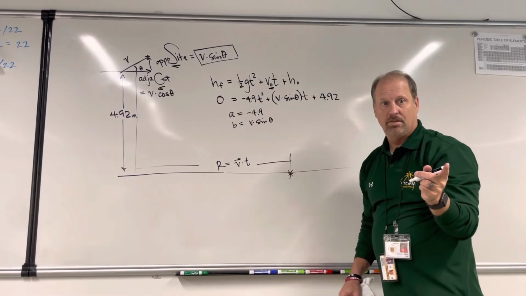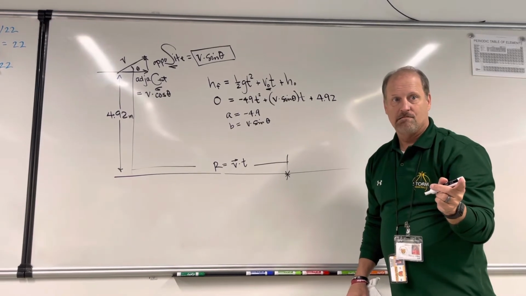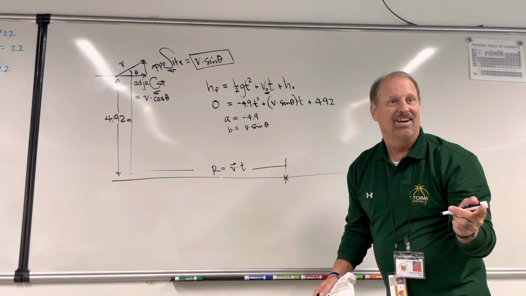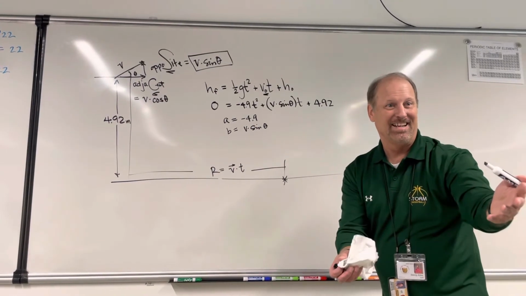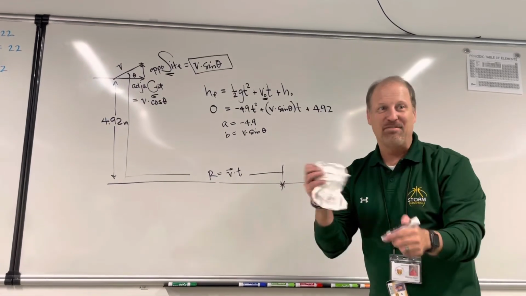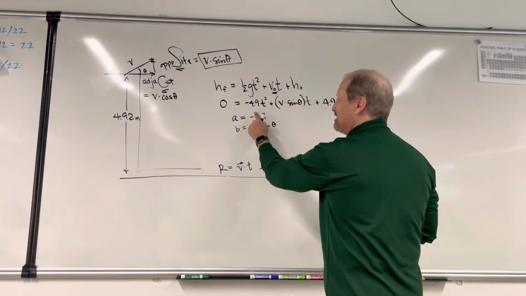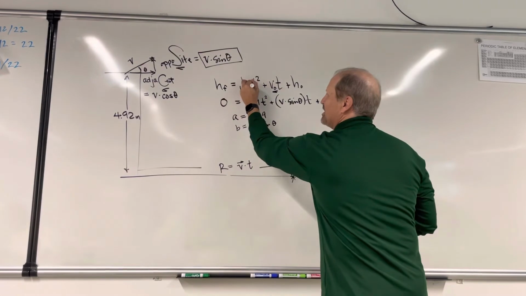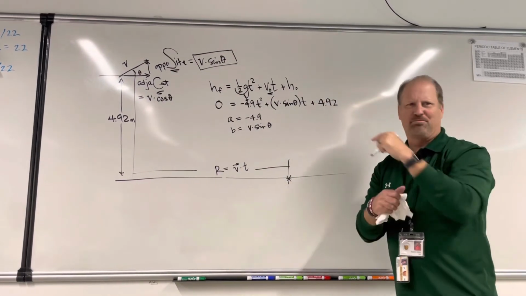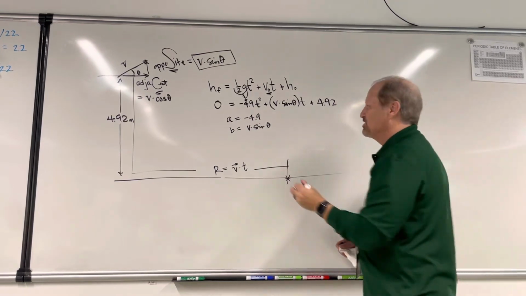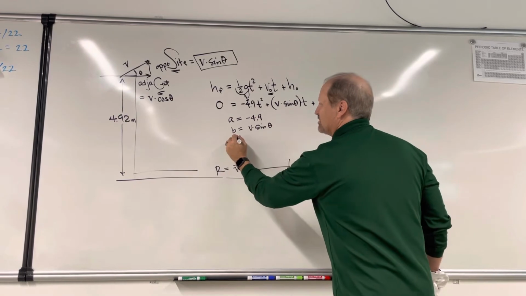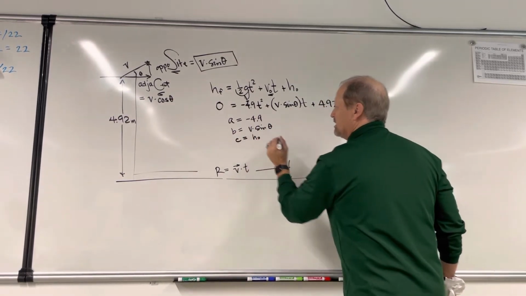What happened to the 1/2? Why didn't it get carried down? What's half of g? Negative 4.9. It just happened, because g is 9.8, and half of g is 4.9. That's why I put negative 4.9 there. Good? So I just threw it in there. It's in the soup. Okay, so now b is v sine theta, and c is your original height.